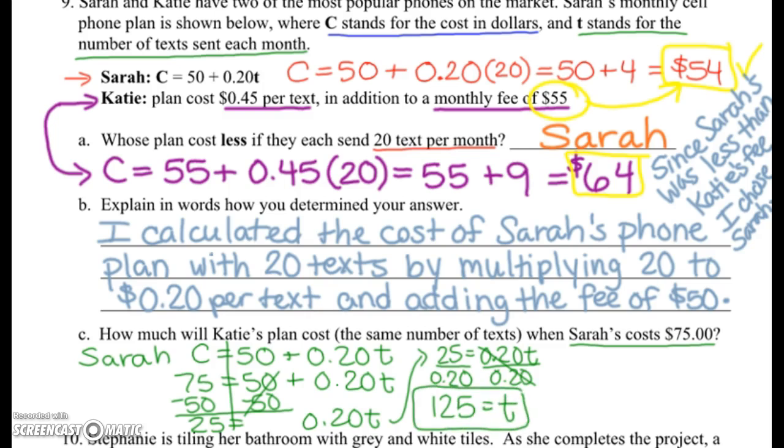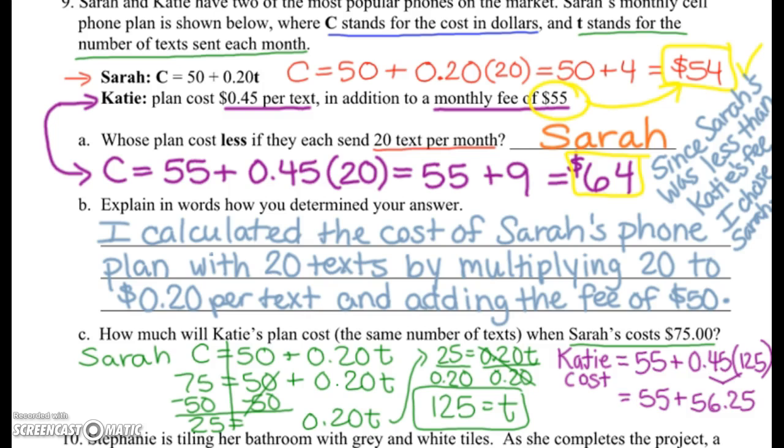I'm going to need that information to now figure out how much Katie's plan would cost if I had the same number of texts as Sarah. So let's take a look at Katie. Katie starts with a monthly fee of $55. Added to that is 45 cents per text, meaning I'm going to multiply it to the 125 that I found earlier. 55 plus whatever I get as the result of 45 cents times 125, you guessed it, 56.25.